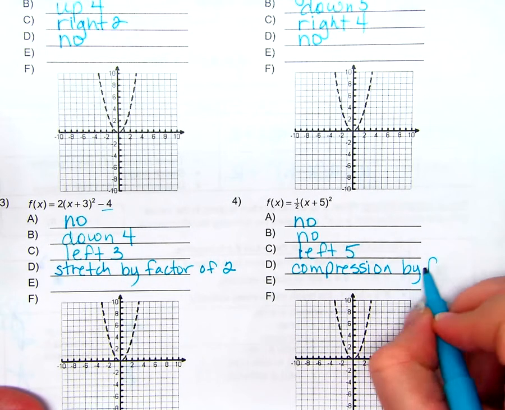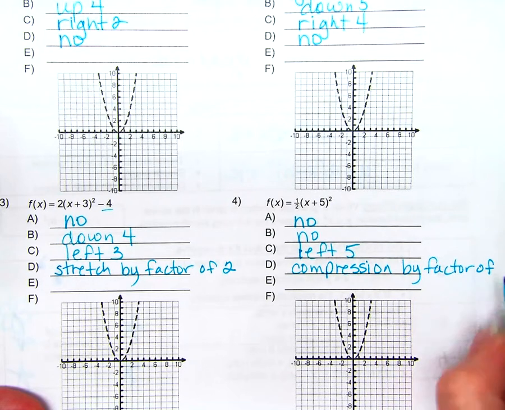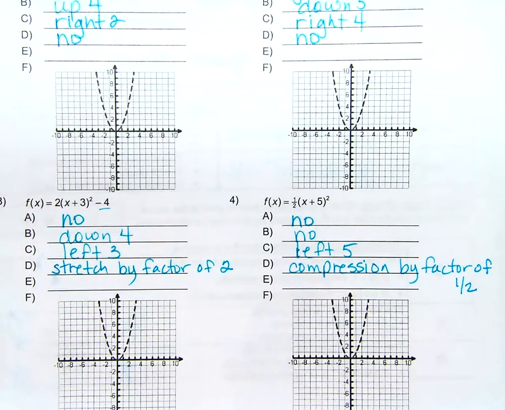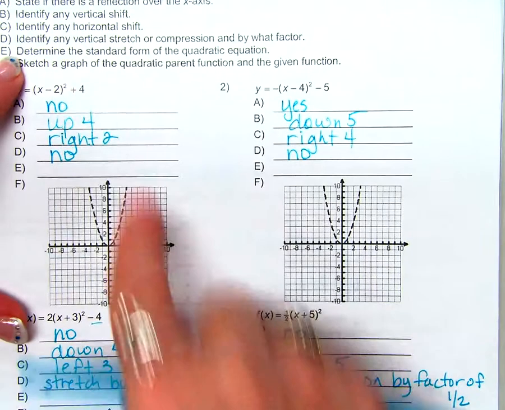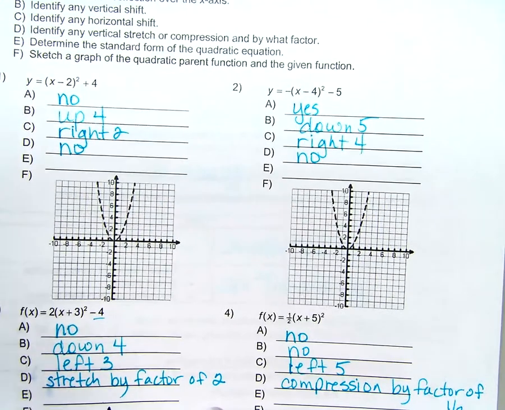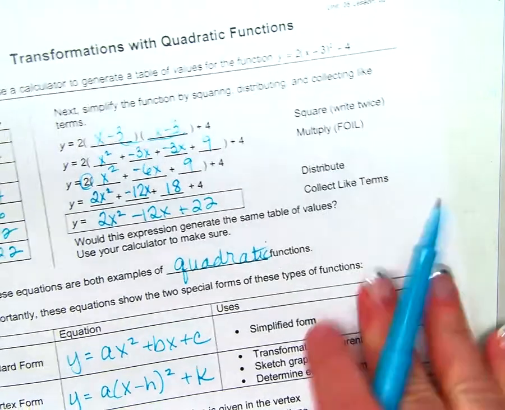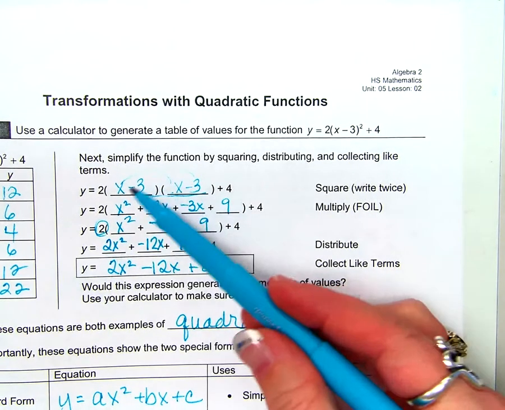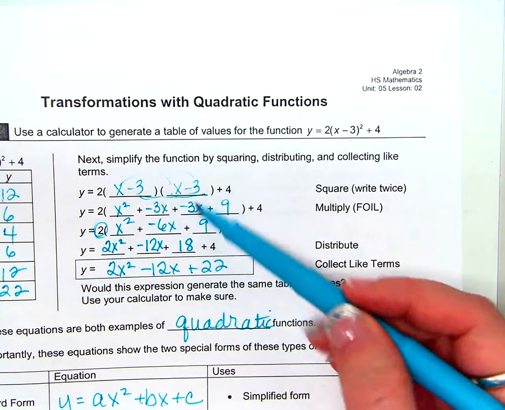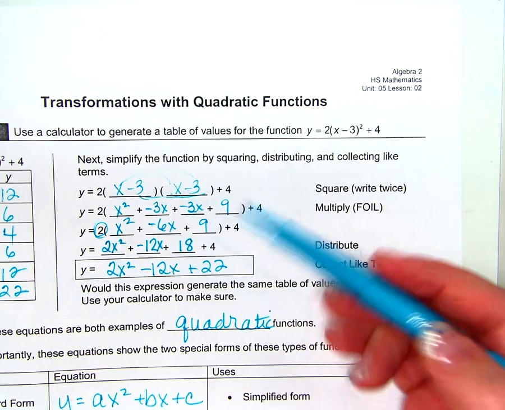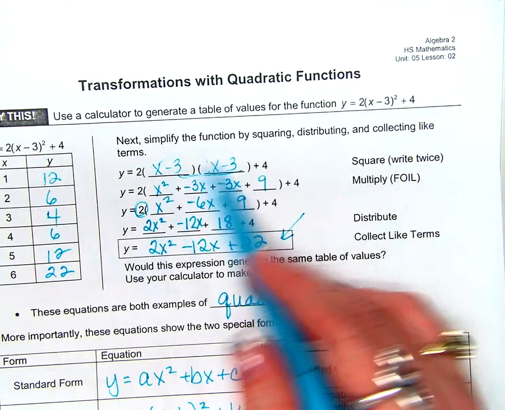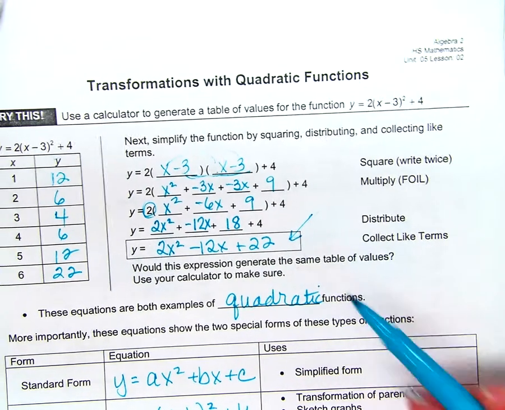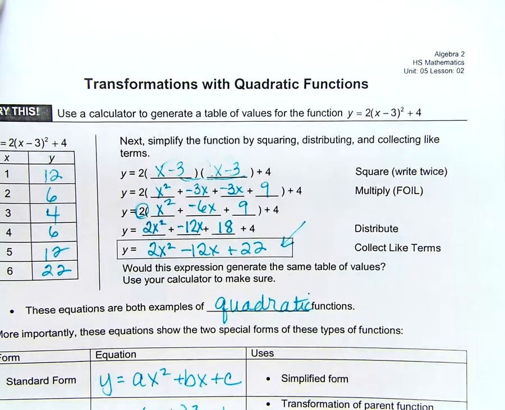Compression by a factor of a half, right? That's the multiplier, so that's the factor. Okay? Letter E says determine the standard form of the quadratic equation. Unfortunately, I don't have time to show you any of those. But it's just like this problem that we did at the very beginning. This is putting it into standard form. Can you tell that it was in vertex form? And you do all your multiplication and simplification to get it into standard form. So look back at this if you need help.